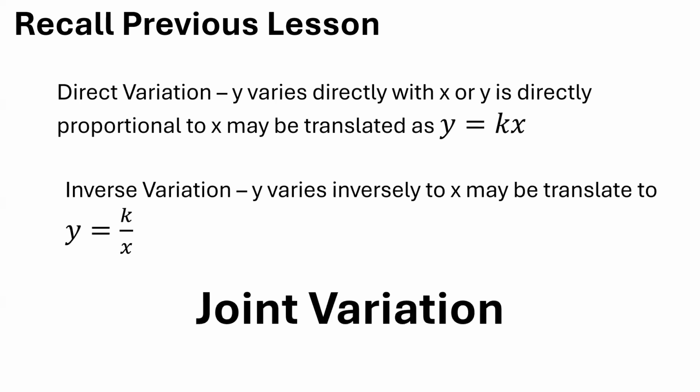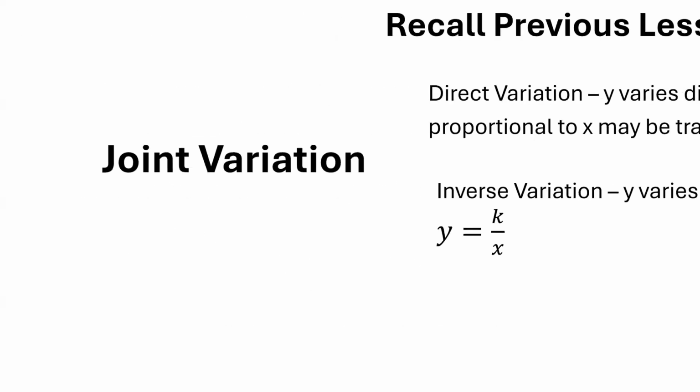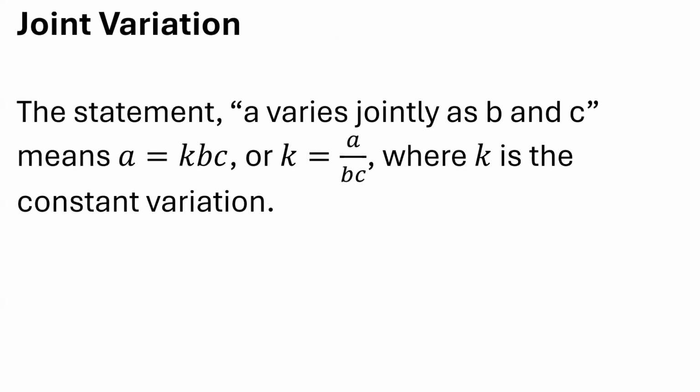And also, we are now in joint variation. This is our main topic, and I hope you will understand more about this. When we talk about joint variation, the statement A varies jointly as B and C means A is equal to kBC. Unlike sa direct variation, isa lang yung variable na ating kinoconnect sa constant variation. Now here comes the joint variation, meaning there are two na variables na kinoconnect natin sa constant variation.